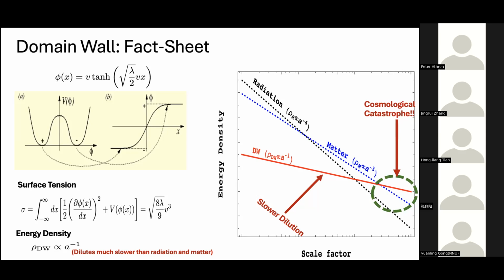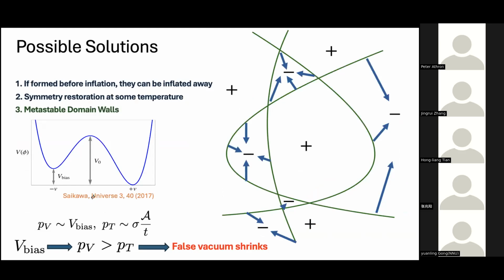Now, the obvious question one can ask is how can we handle this problem? There are possible solutions present in the literature. The first one is that if the domain walls are formed in the early universe before inflation, then they can be inflated away. The second solution can be the restoration of symmetry. That means that if the domain wall was formed at some temperature because of the breaking of this symmetry, this symmetry can be restored at some other temperature, and hence one can resolve the problem of domain walls.